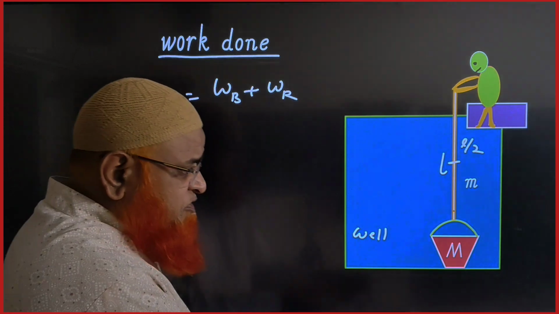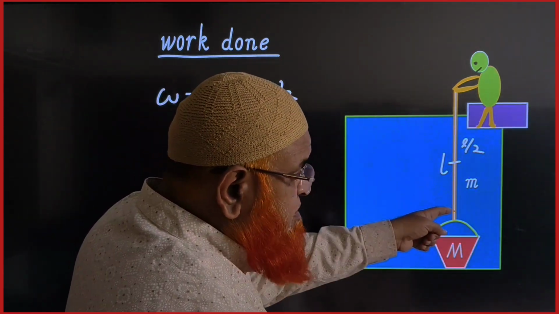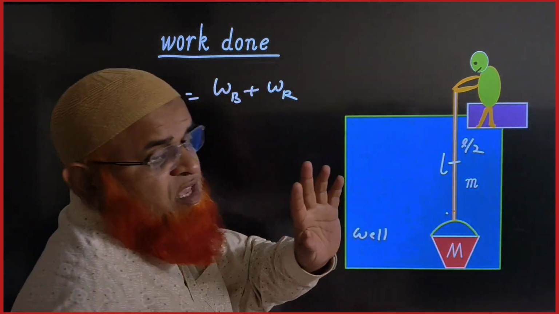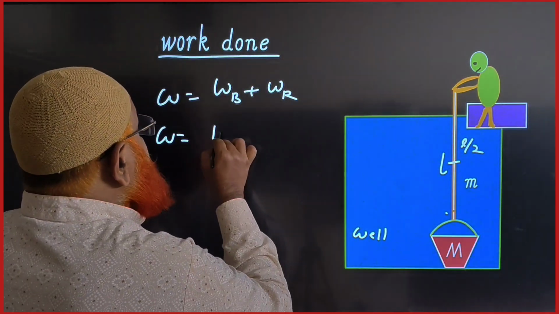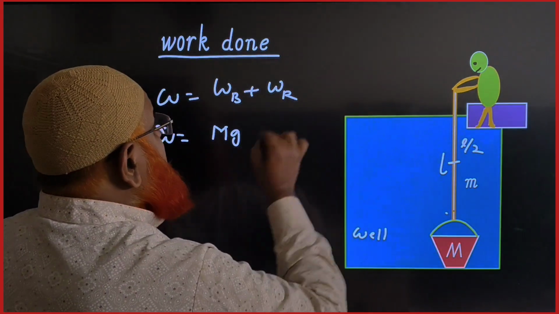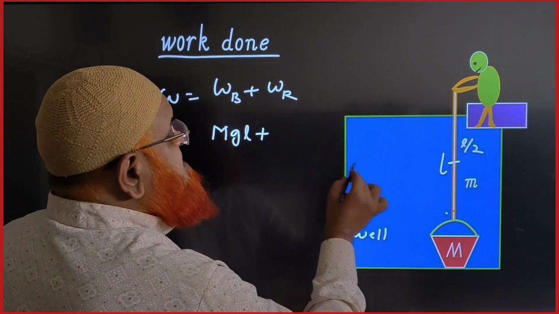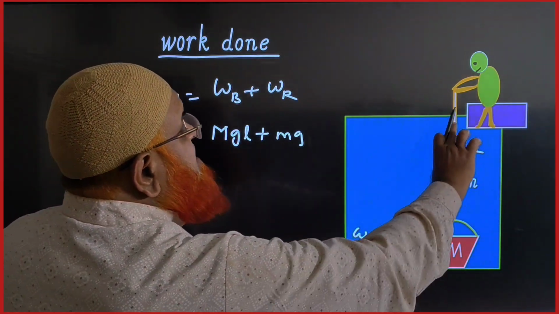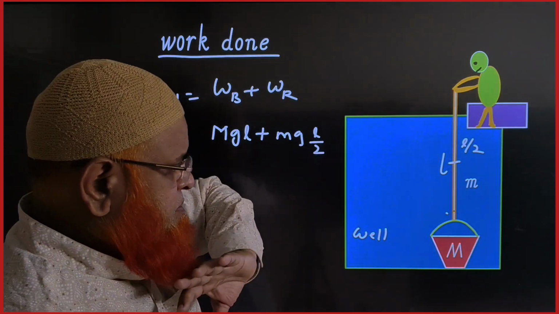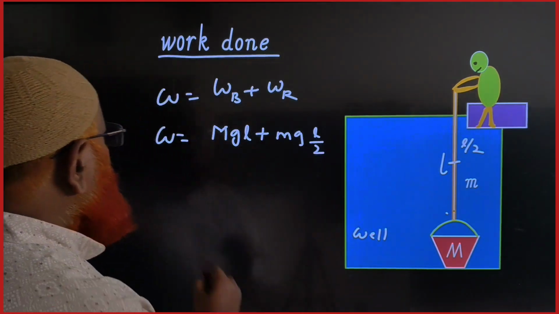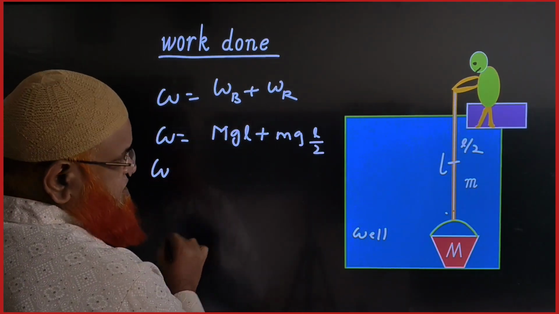So when you are lifting a bucket upwards, the rope has mass, and the bucket also has a mass. So what is the work done you are going to consider? Work done can be taken as capital M g, total length is L, plus the work done on the rope is nothing but small m g, but in this case it is taken as L by 2. We take half of the length here. Okay, so this is the work done in lifting the bucket upwards by a man.